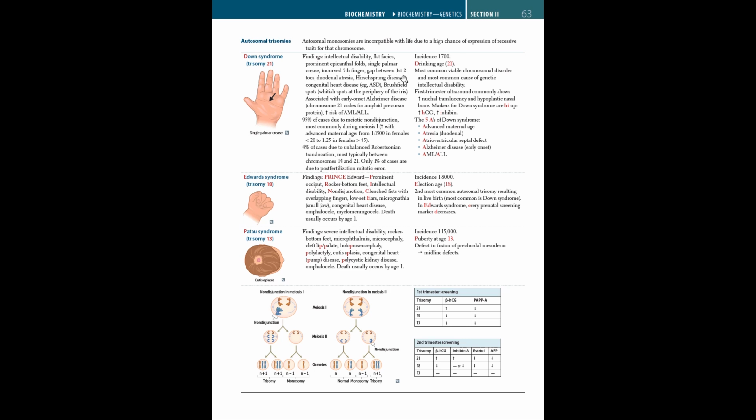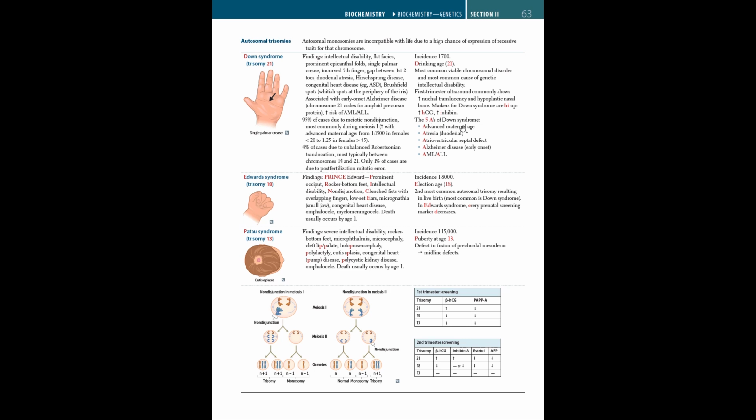A really easy way to remember that Down syndrome is trisomy 21 is that the drinking age is also 21. It is the most common viable chromosomal disorder and the most common cause of genetic intellectual disability. First trimester ultrasound commonly shows increased nuchal translucency and hypoplastic nasal bone. Markers for Down syndrome are hCG and inhibin, which are increased.